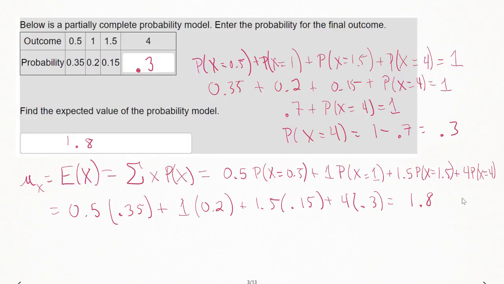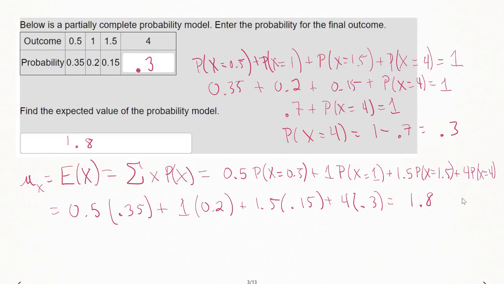Okay, so always think your expected value should be within the range at least. That's just a double check. If you do get something outside of the range, you just made a mistake punching something into the calculator. You might have moved a decimal place. So those are good self-checks. Now, I probably should check again, but 1.8 does fall within the range, so we're in pretty good shape.